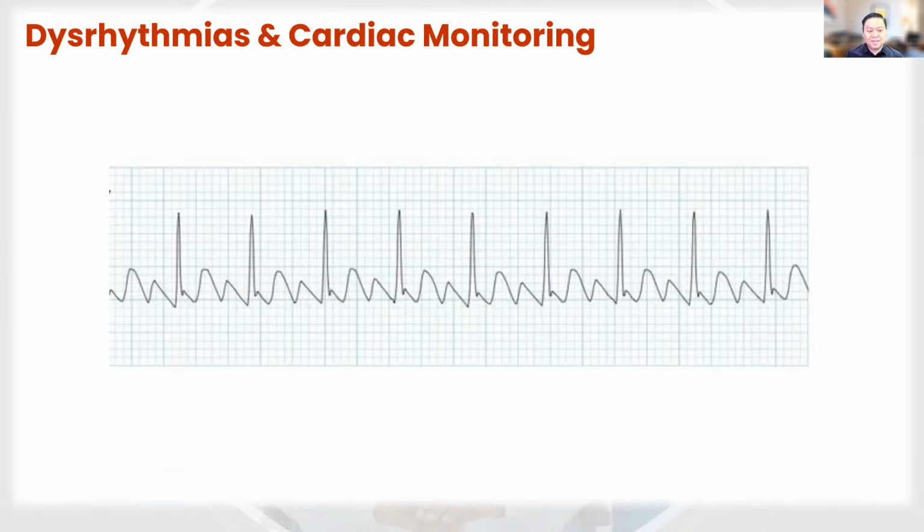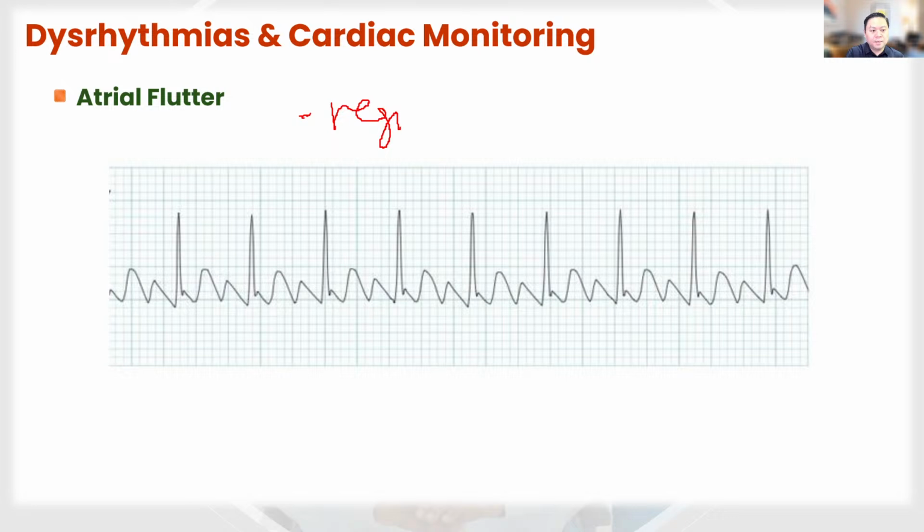Now let's talk about the next dysrhythmia, which is atrial flutter. So what is atrial flutter? This is a problem in the atria wherein the heart rhythm will be regular, but it is going to be a rapid atrial rhythm.